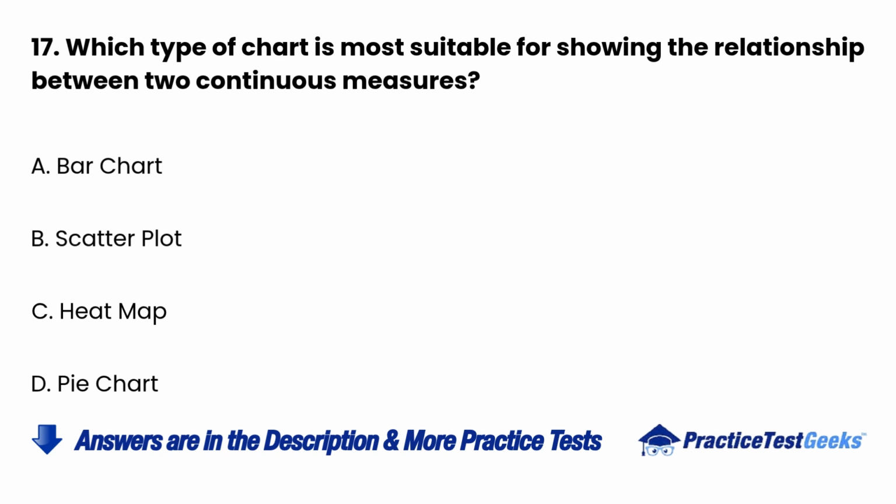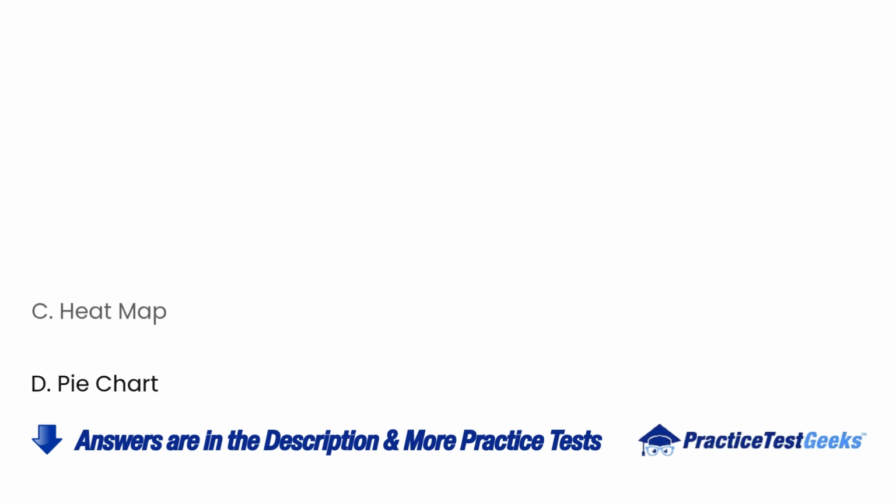17. Which type of chart is most suitable for showing the relationship between two continuous measures? A. Bar chart. B. Scatter plot. C. Heat map. D. Pie chart.